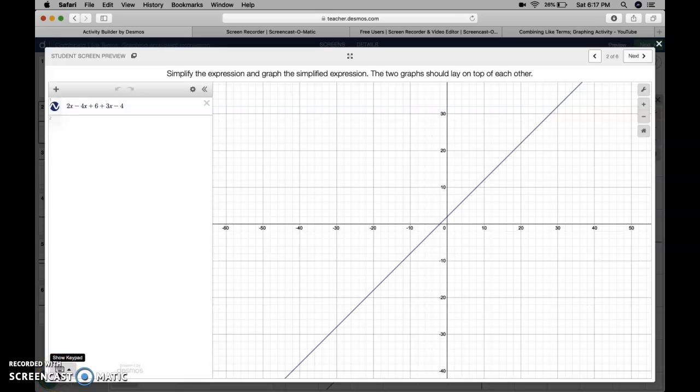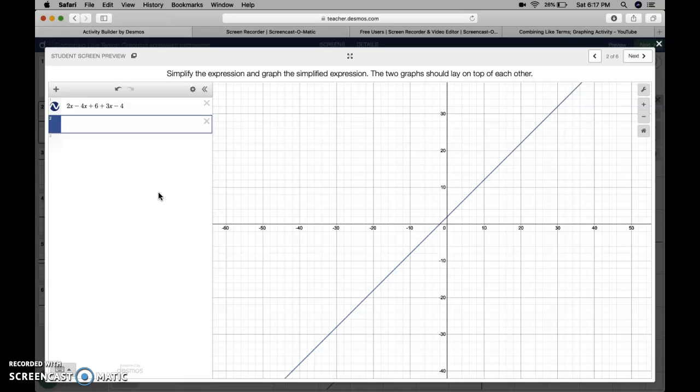In this Desmos activity, you are going to see a series of screens where you'll have a graph and you will have an algebraic expression. What you're going to want to do is simplify this algebraic expression by combining like terms and then graphing it right here. If you simplify the expression correctly, then the two graphs will lay on top of each other, and you will know right away if you did this correctly or not.